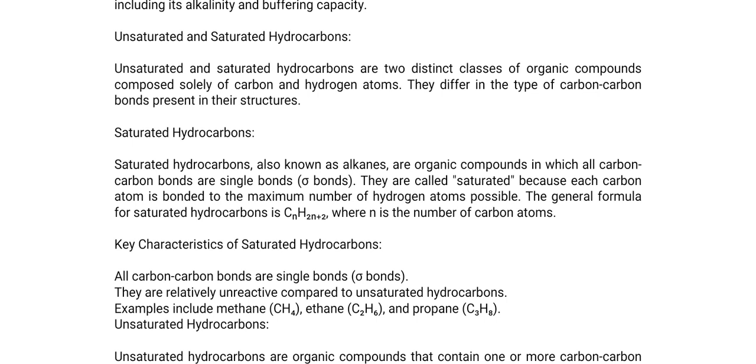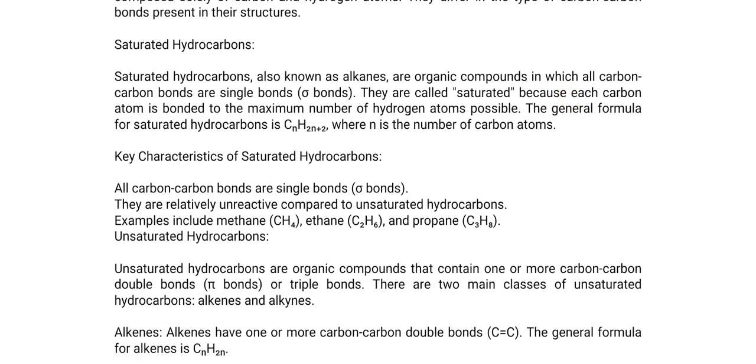Key characteristics of saturated hydrocarbons. All carbon-carbon bonds are single bonds, sigma bonds. They are relatively unreactive compared to unsaturated hydrocarbons. Examples include methane, ethane, and propane.